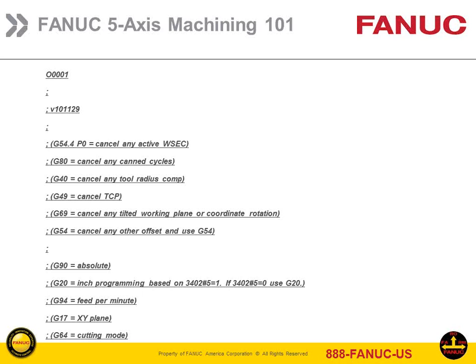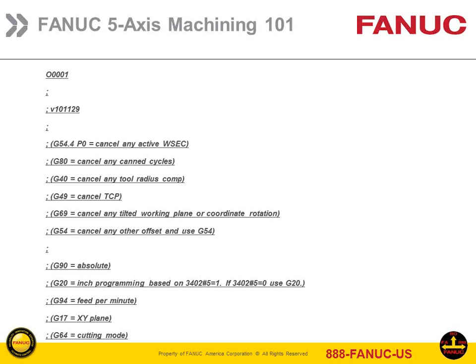So with this, you've got a program number, and at the beginning you want to do a G54.4, that cancels Workpiece Setting Error Compensation. G80 will cancel any drill or tapping cycles. G40 will turn off any tool radius compensation, whether it be 3-dimensional or standard tool nose radius compensation. G49 will turn off tool center point. G59 will turn off any tilted working plane or coordinate rotation. And then G54 will get you back to your standard work offset.